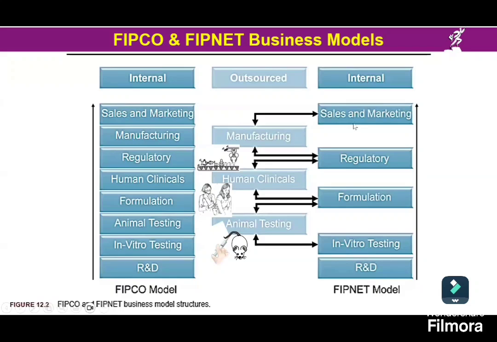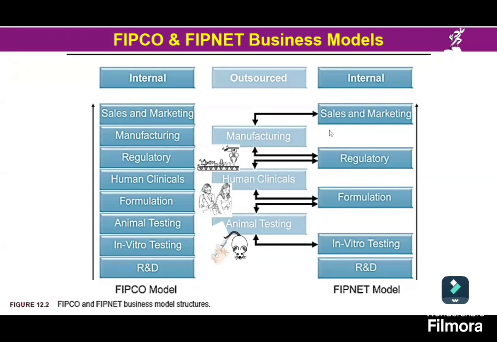Some of the companies are operated in the FIPNet model. The FIPNet model is a mixture of virtual and in-person. In this model, these companies have some of the operations done virtually, and some of the operations they outsource to different organizations. For example, they do sales and marketing by themselves, but manufacturing of the product they outsource.